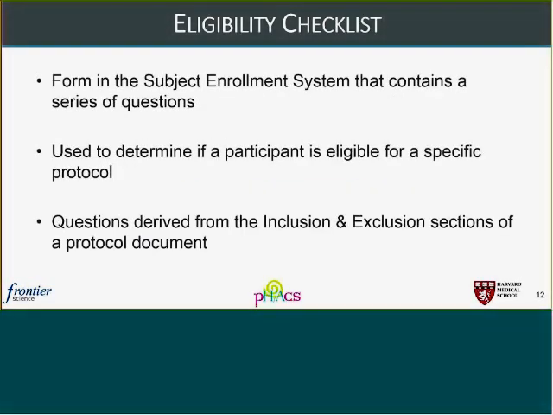And then the last little item is the eligibility checklist. This is the form in the subject enrollment system that contains a series of questions, and it's used to determine if a participant is eligible for a specific protocol. And all of the questions in the checklist are derived from the inclusion criteria sections of the protocol document.